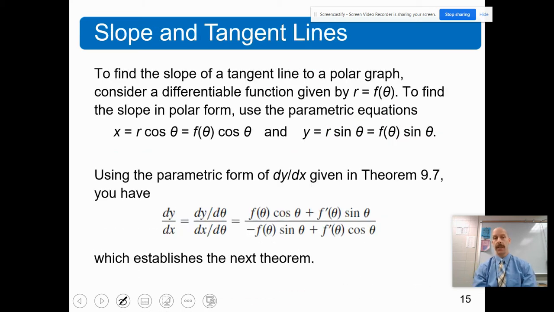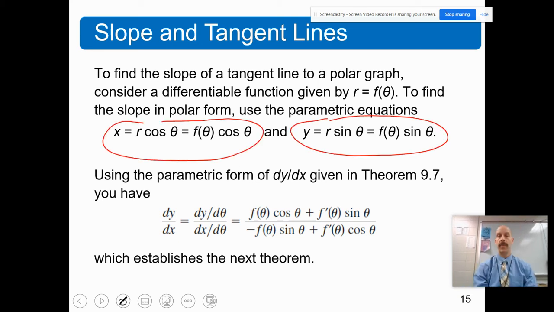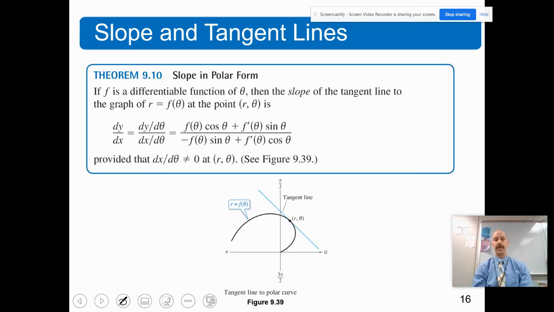To find the slope of the tangent line of a polar graph, consider the differentiable function given by r equals f of theta. To find the slope of the polar form, use the parametric equations. So now what we're going to do is convert our variables to parametric. We know that x is equal to r cosine theta. We know that y is r sine theta. So we can go ahead and convert that. Using the parametric form, this gives us dy/dx, and this is theorem 9.7 from the last section. So we get this formula here, which establishes the following theorem.